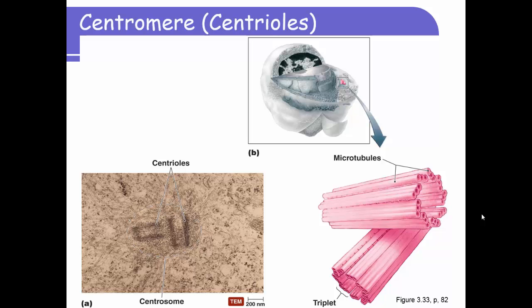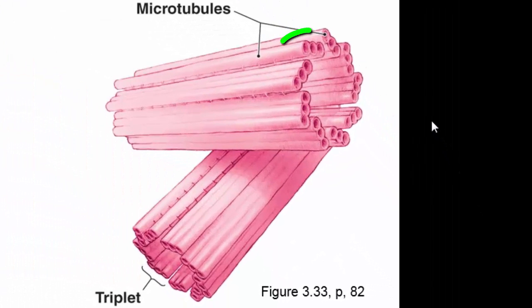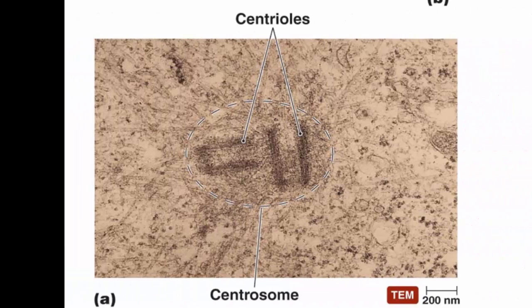The centrosome is made up of the two centrioles, again made up of microtubules. In this case, we have 9 triplets and no central tubules. The two centrioles usually lay perpendicular to each other near the nucleus and will be involved in mitosis.